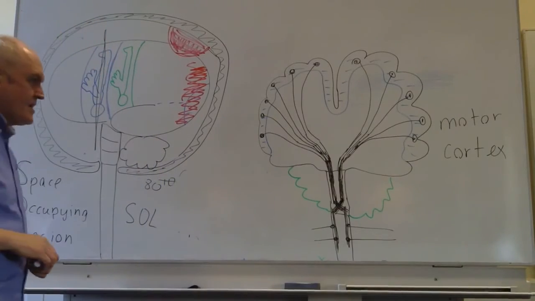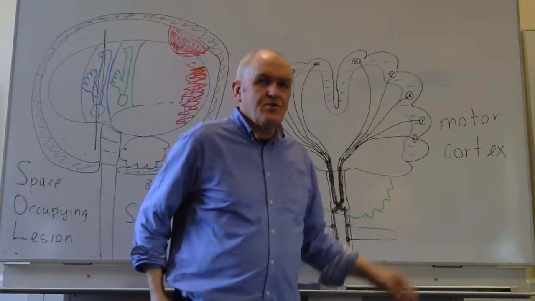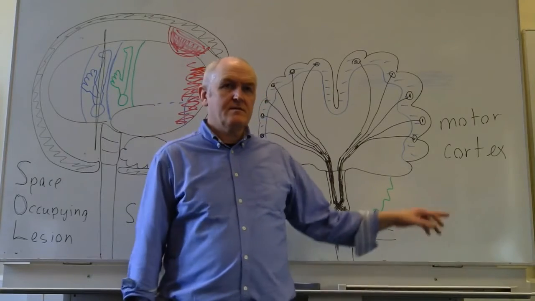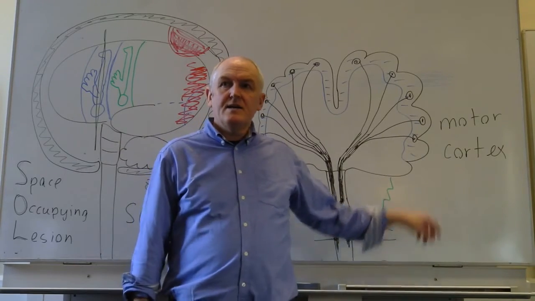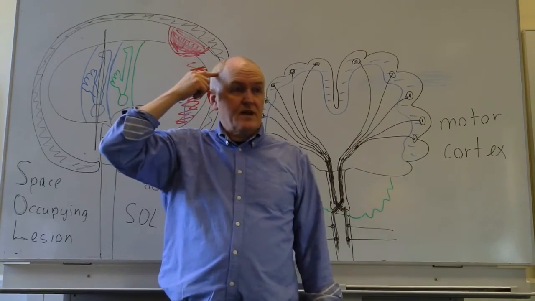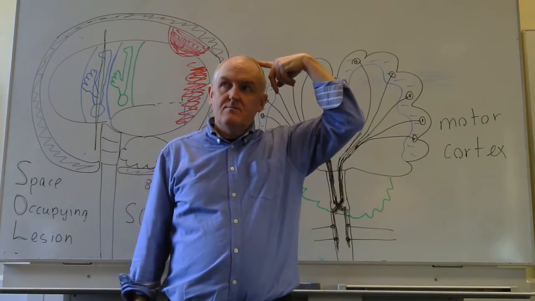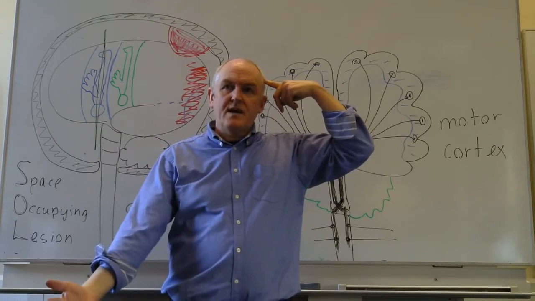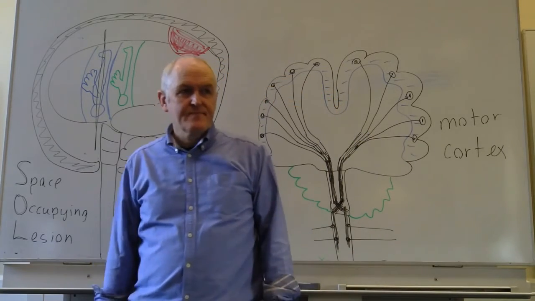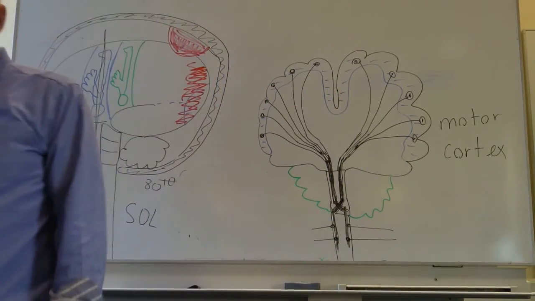So the right-hand side of the body is controlled, that's the left-hand side of the body there, is controlled by the right motor cortex. And the left motor cortex is controlling the right-hand side of the body because it crosses over.